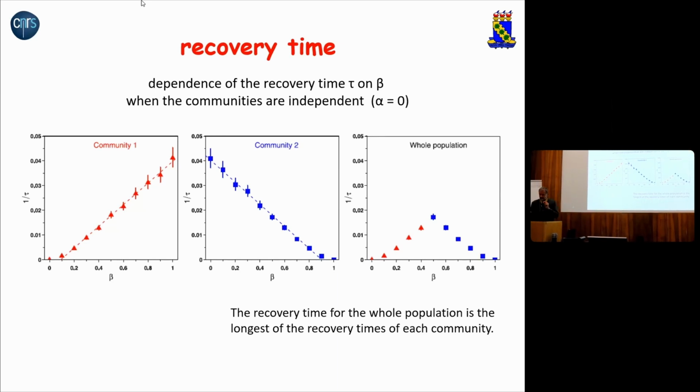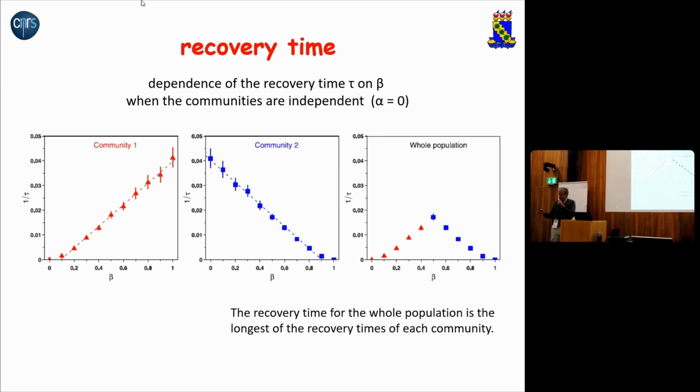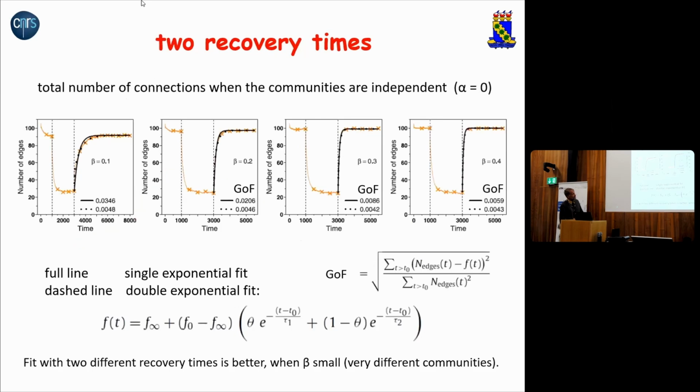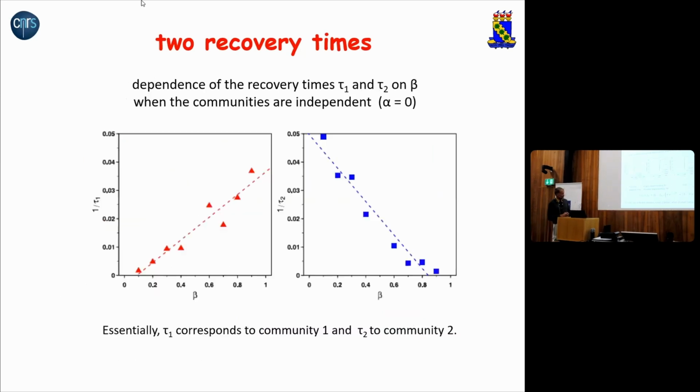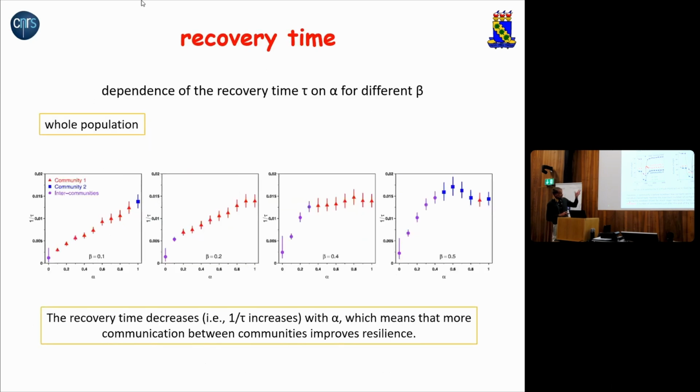But mostly when you have these two very different communities, each community has its own recovery time, and the overall recovery can be described as a combination of two exponentials. Each exponent corresponds to another community. Now, this is a detail.